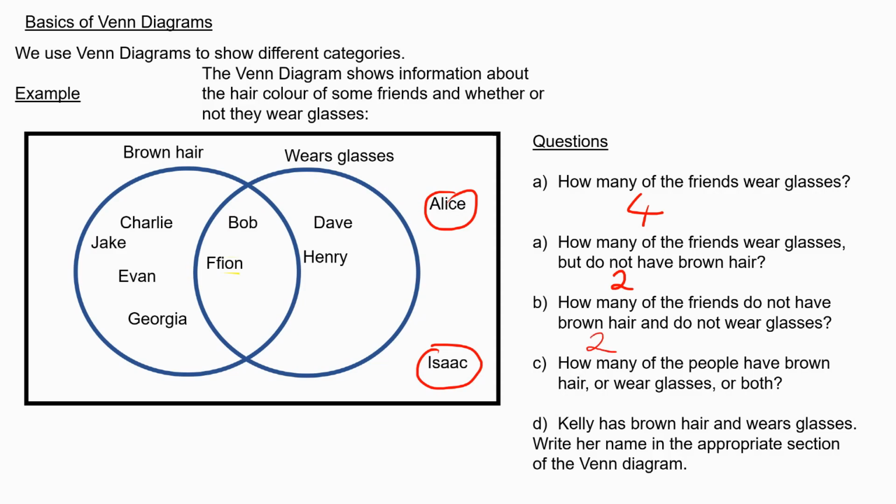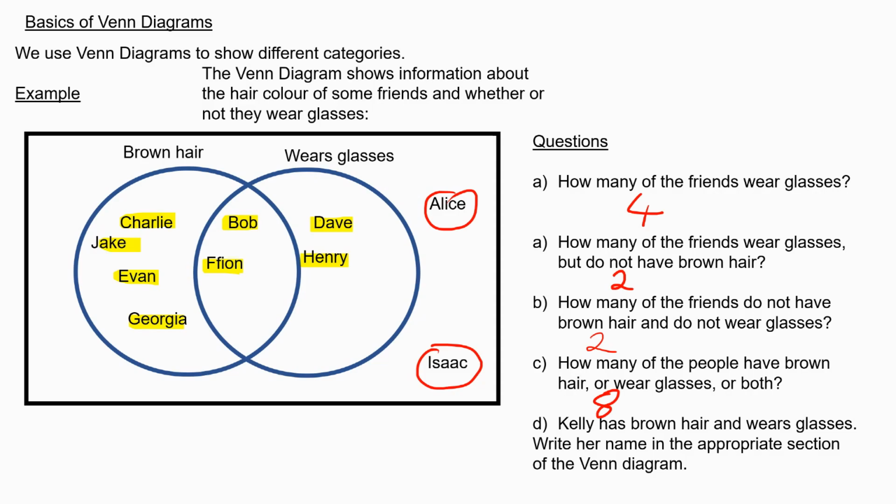How many of the people have brown hair or wear glasses or both? This is what we would call the union of the 2 sets, and this is going to be everyone inside the 2 circles somewhere. Some have brown hair or they wear glasses, or like Bob and Fionn, both. So a lot of the time you'll just see this as how many people have brown hair or wear glasses. We call that the inclusive or, not the exclusive or. And we can see there's 1, 2, 3, 4, 5, 6, 7, 8.